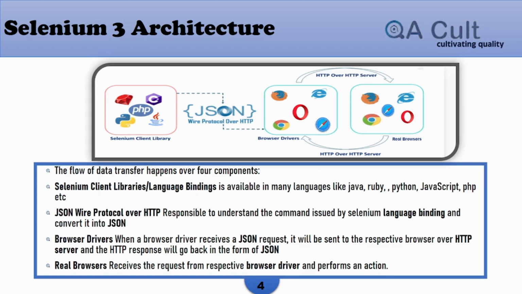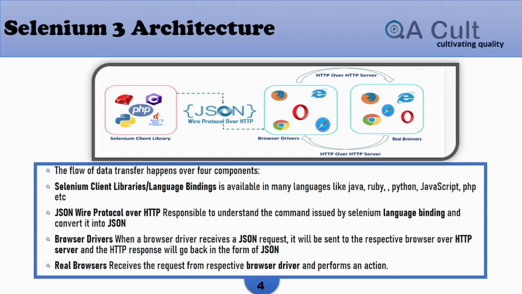The JSON wire protocol is responsible for understanding the command issued by the Selenium language binding and converting it into JSON. Then the browser drivers send that JSON over an HTTP server to the real browsers, and the browser performs the action, and the response is sent back to the browser driver over the HTTP server. When a browser driver receives a JSON request, it is sent to the respective browser over the HTTP server, and the HTTP response goes back in the form of JSON. Real browsers receive the request from the respective browser driver and perform the action.